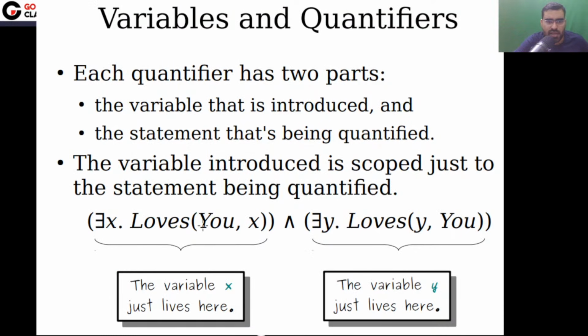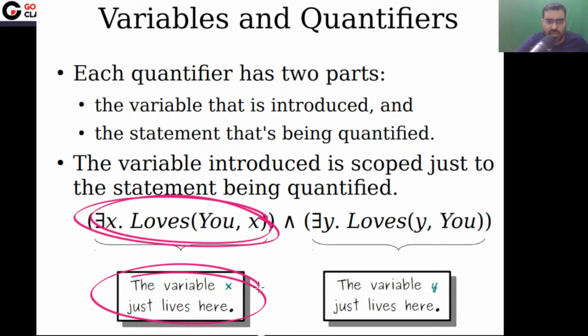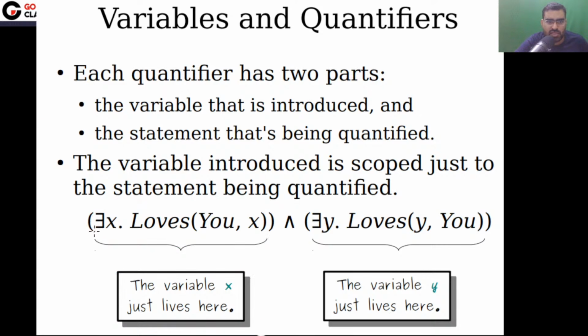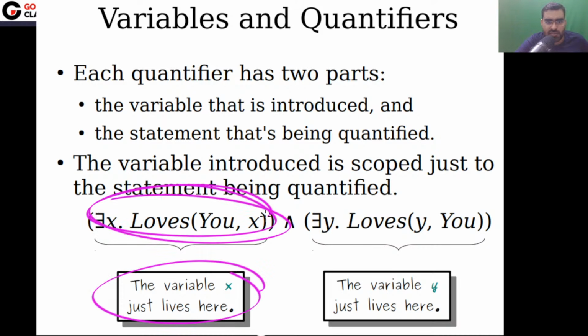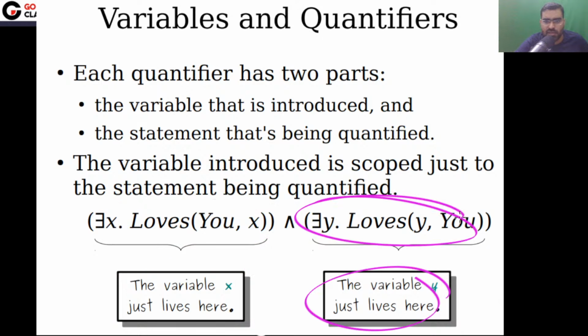Similarly, for example, this is the area where x is living. The variable x lives here because this is the scope. As you can see, this is the scope of this quantifier, and for this quantifier, this is the scope. This is known as scope. So you can see that this variable x lives here and this variable y lives here.